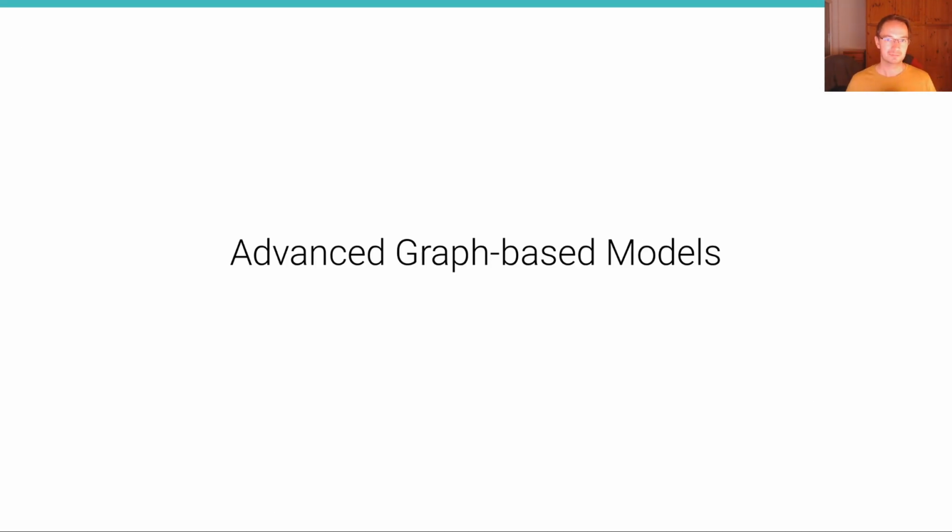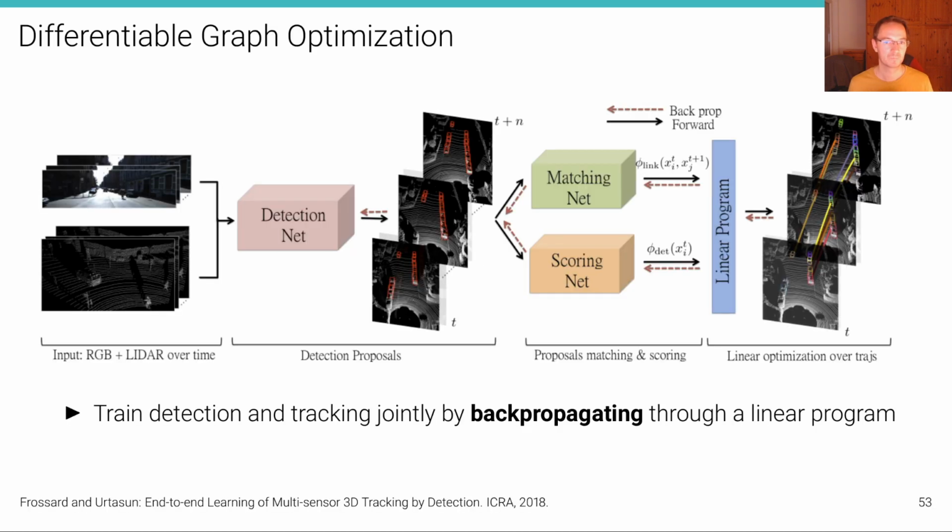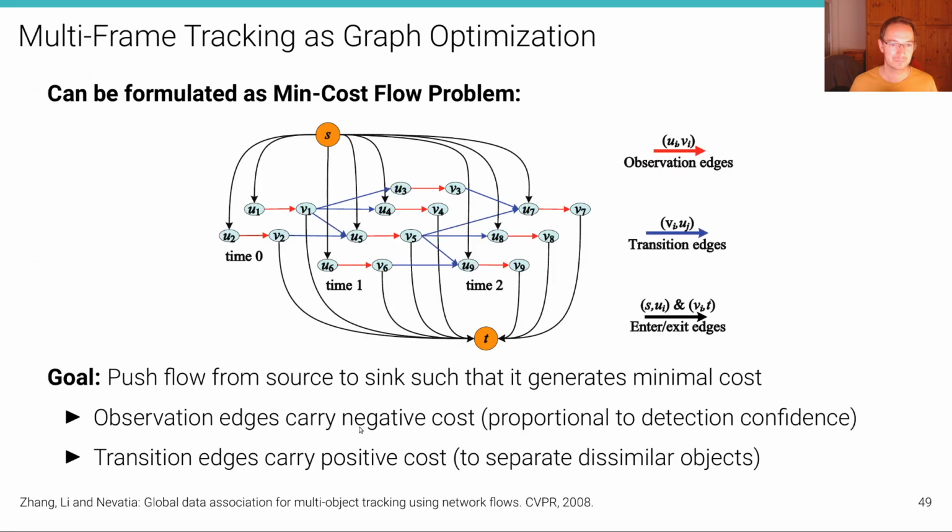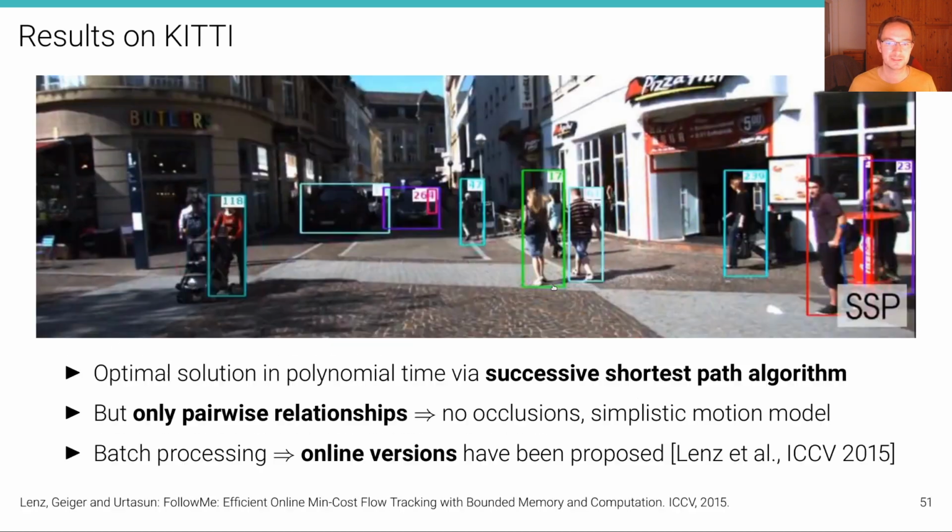Now let's, in the end of this unit, look at two more advanced graph-based models and also at evaluation of multi-object tracking. One advanced model that has been proposed at ICRA 2018 is training detection and tracking jointly, which is of course a good idea, right? In the previous model, in this flow model here, we are typically training first, like we're doing metric learning, and we're training the object detectors independently of solving this optimization problem.